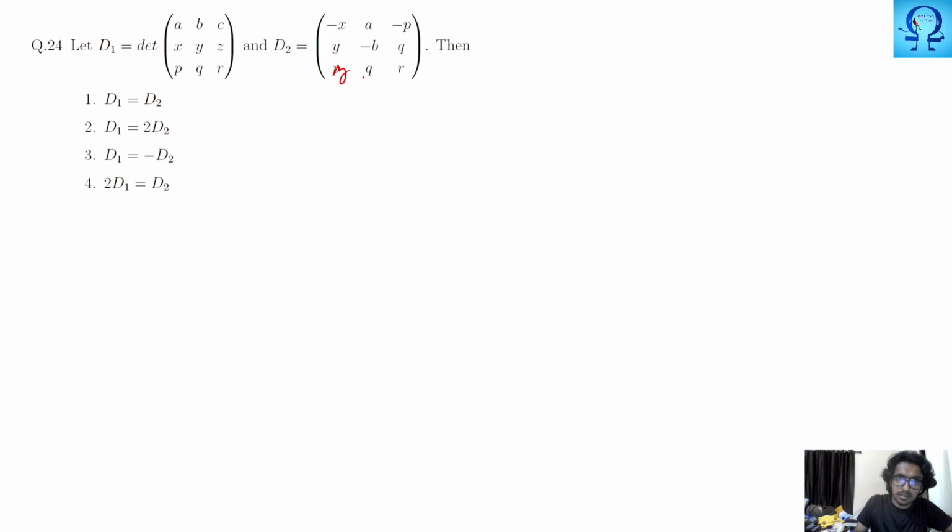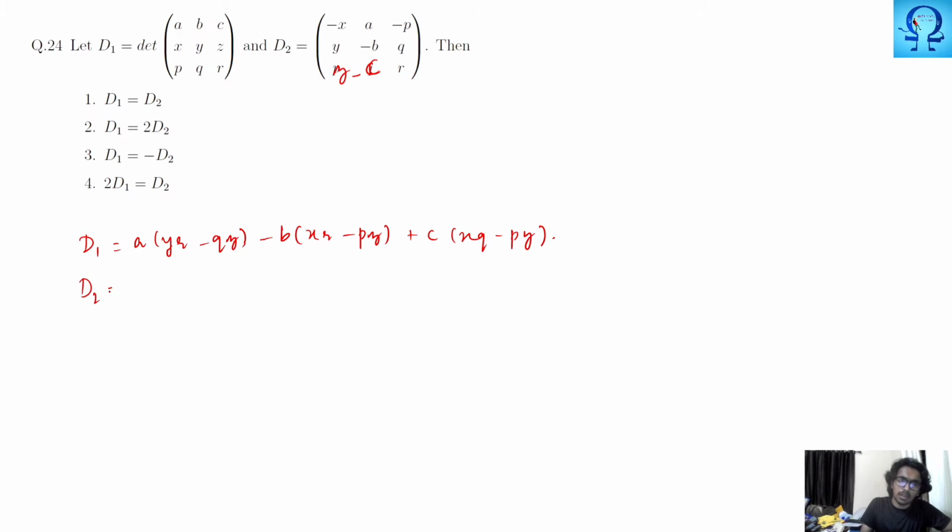Moving to the next question, there is a typographical error here. This is Z and this is minus C. Just identify the determinant. D1 is A times (YR minus QZ), minus B times (XR minus PZ), plus C times (XQ minus PY).